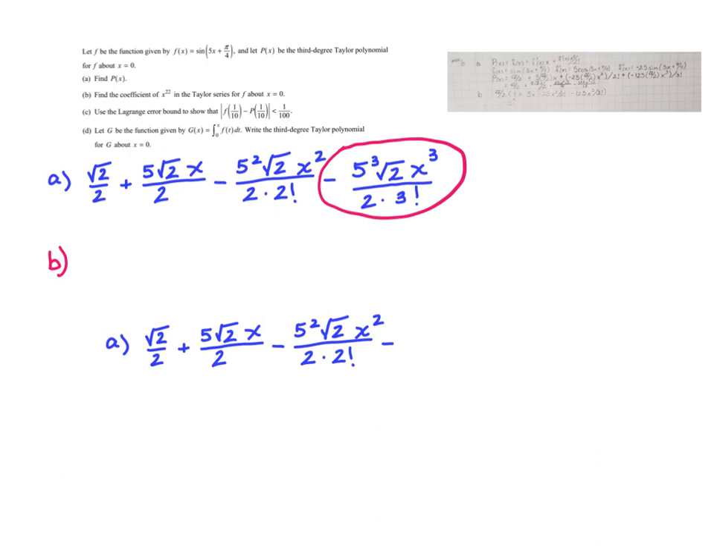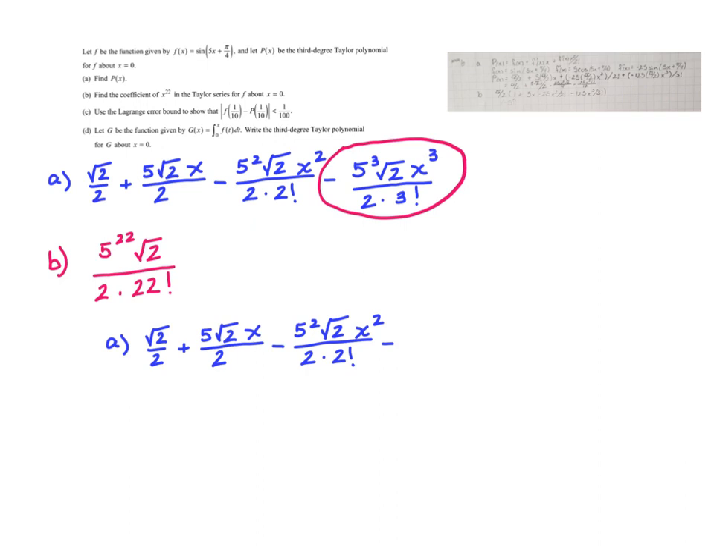We can say, okay, we know that we're going to have 5 to the 22nd power. It's going to have radical 2. It's going to have x to the 22nd. We won't include that because they only wanted the coefficient. Then on the bottom, we're going to have 2 times, and then it'll be 22 factorial, right?